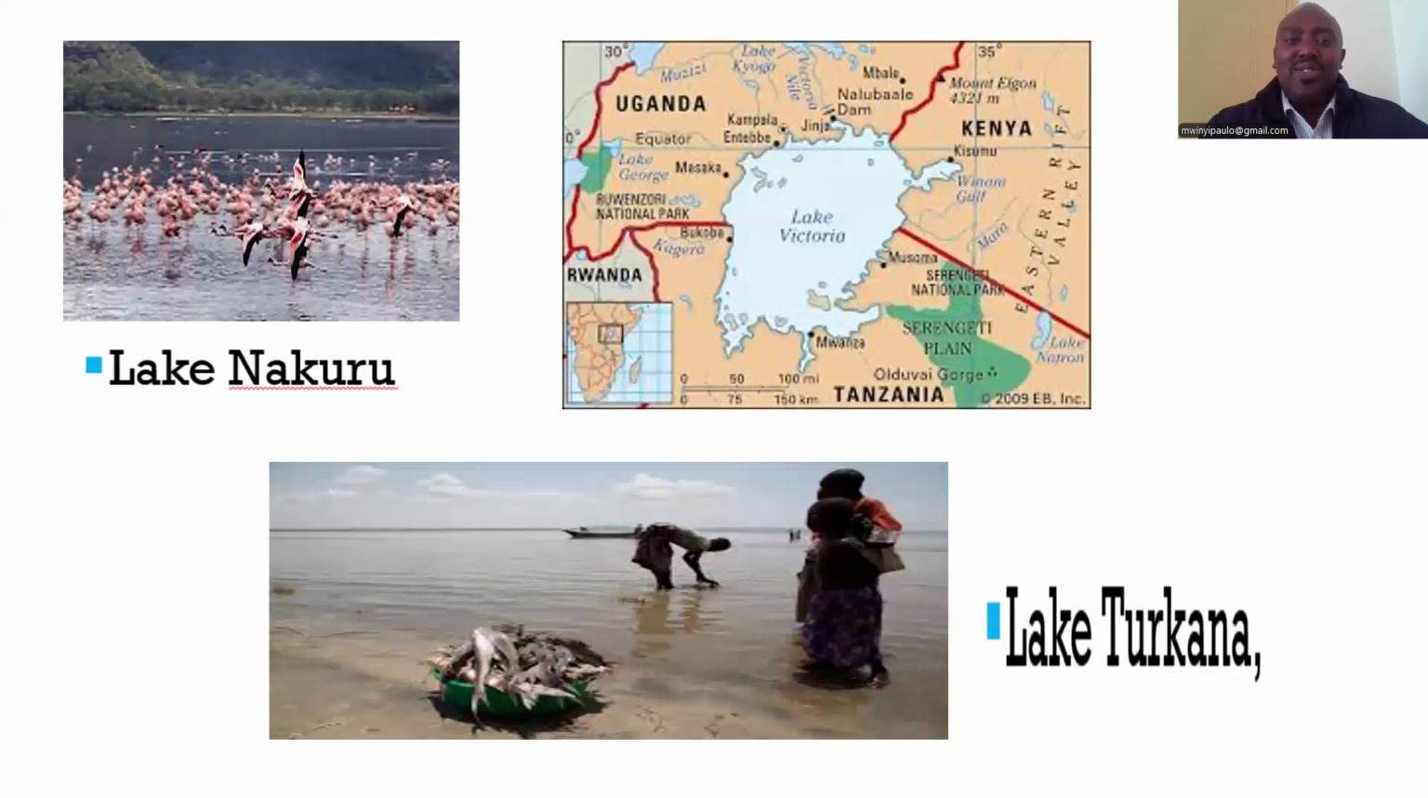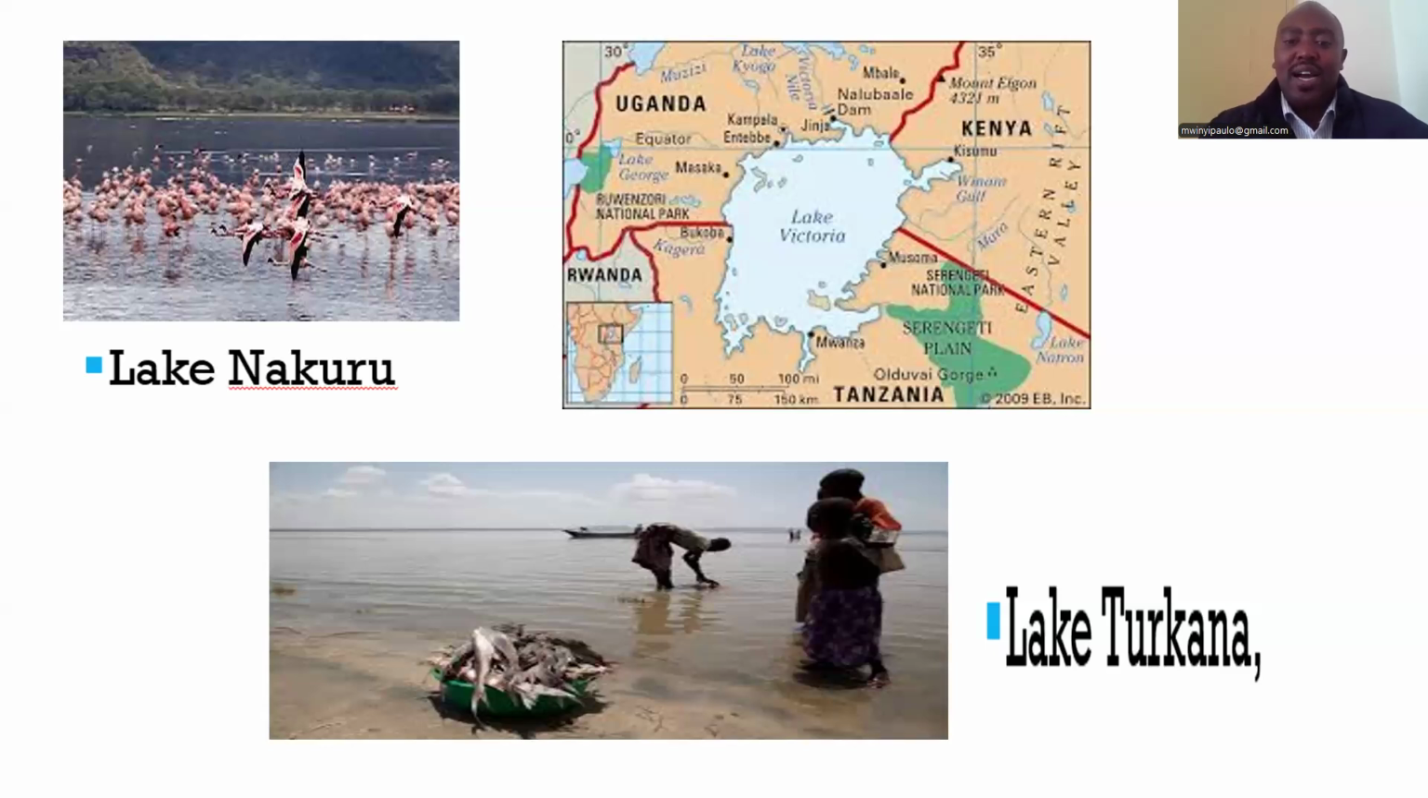Now I'm presenting to you pictures of lakes. You can see Lake Nakuru, which is well known for birds known as flamingos. Then with Lake Victoria, it's good to know that it is shared between Uganda, Tanzania, and Kenya. That's why I'm showing that small map of Lake Victoria. Key to note that only a small part of Lake Victoria is found in our country, Kenya.